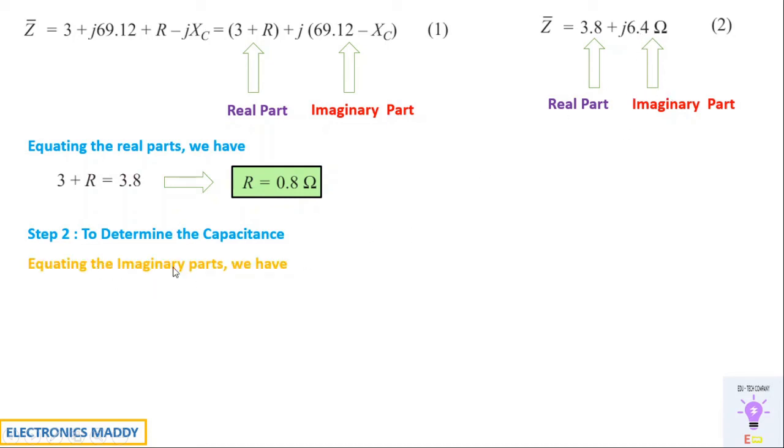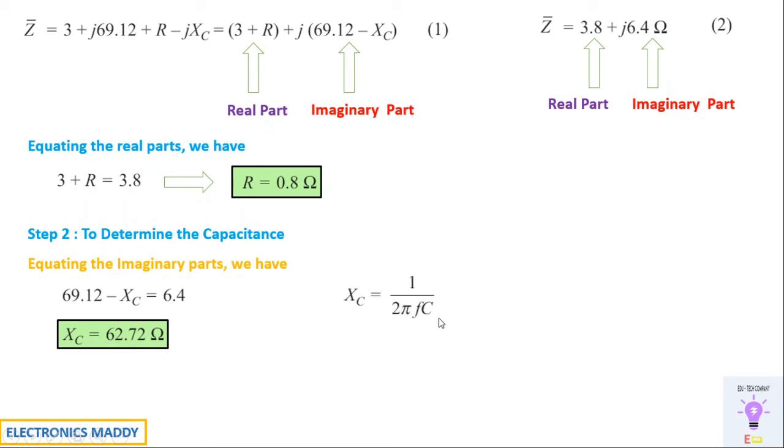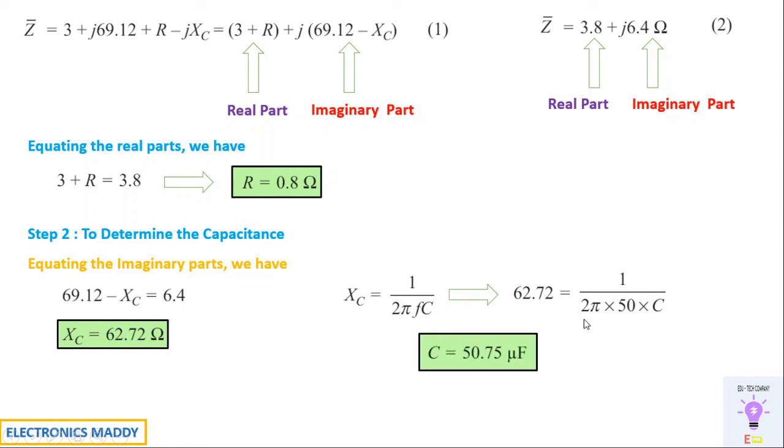So step 2 is to determine the capacitance. Equating the imaginary parts, you will be getting the value of Xc. So Xc is equal to 1 by 2 pi Fc. Solving this, you will be substituting the values, and you will be getting the value of C that is equal to 50.75 microfarad. So this is how we have to approach this problem.